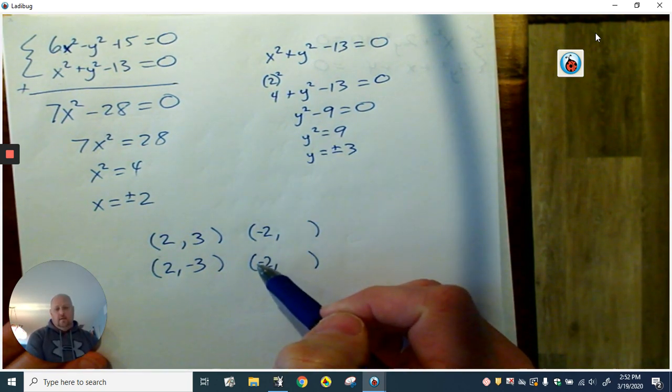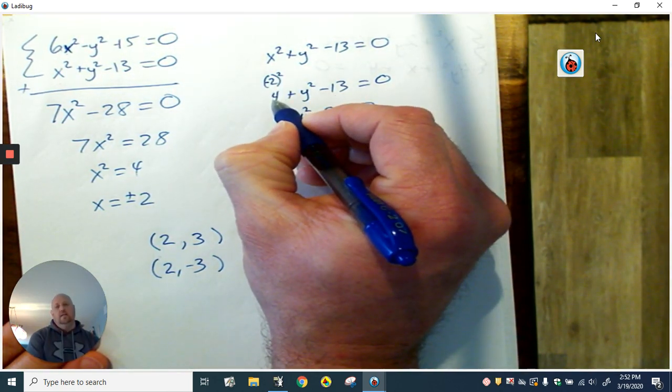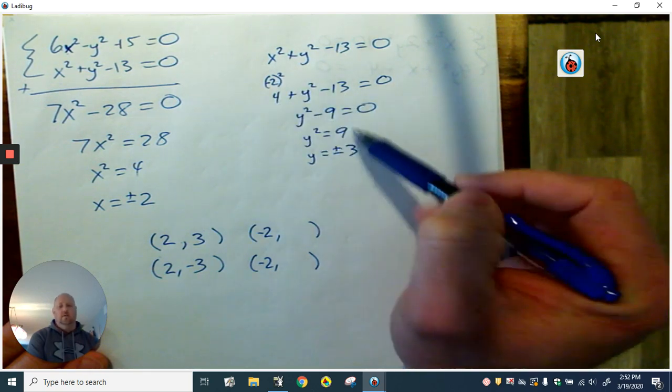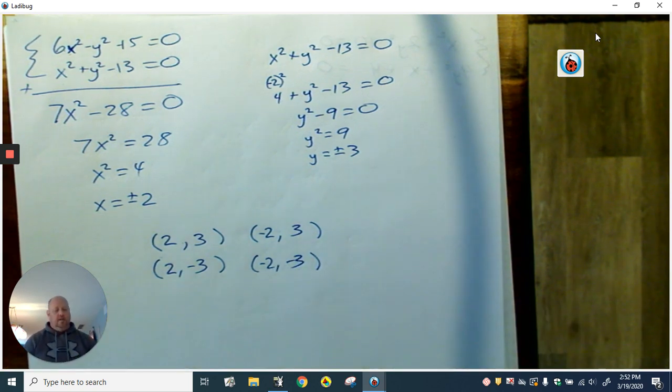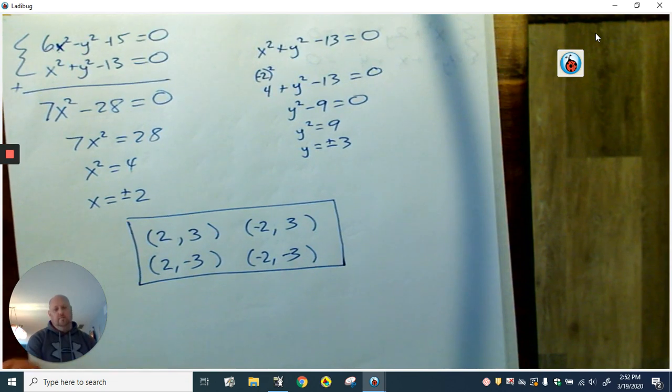Now I still have to plug in the -2. When I plug in the -2, I'm going to get the exact same answer, right? So that's still going to be +4. It would all be exactly the same. So again, I get those same answers. So these are the 4 answers I'd be looking for.